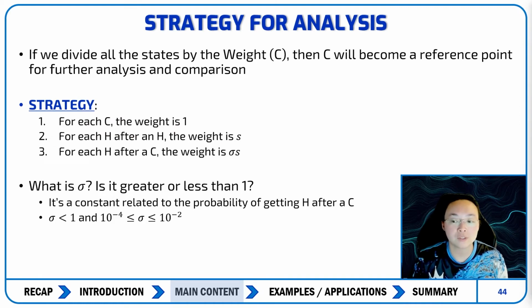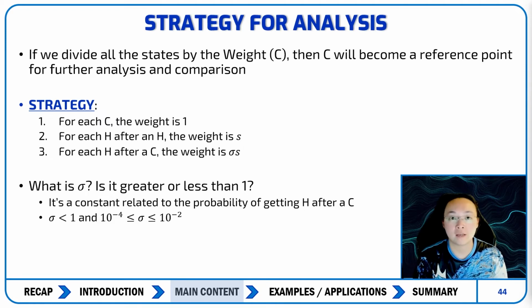because it naturally occurs. When we take a look at the weight of a helix state, we have to consider the two options just like before. We have a helix state after another helix state. We give this a weight of S. And then for every helix state after a coil state, we have the weight given as sigma S. So now we have this new value sigma that we have to worry about.